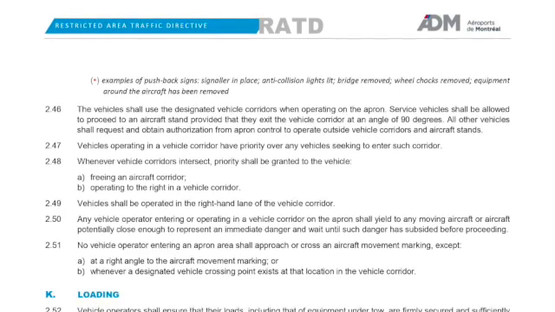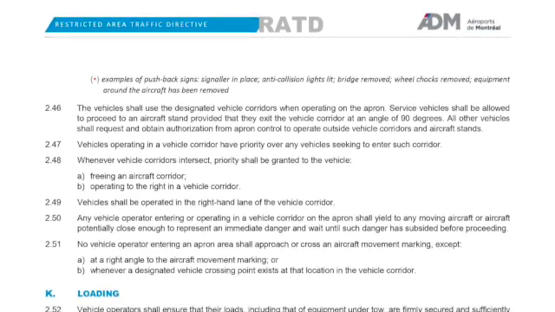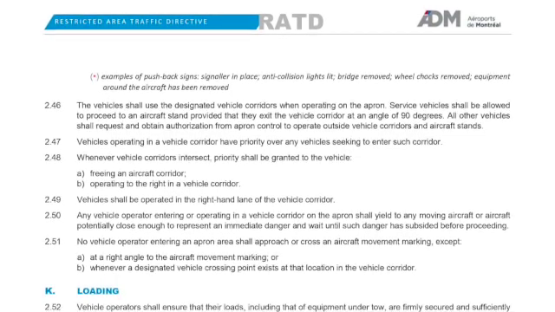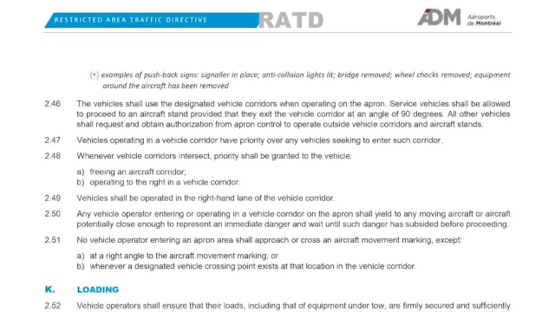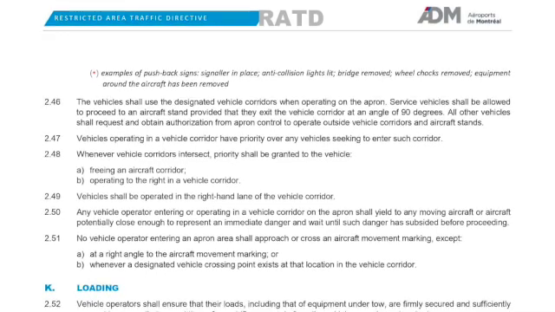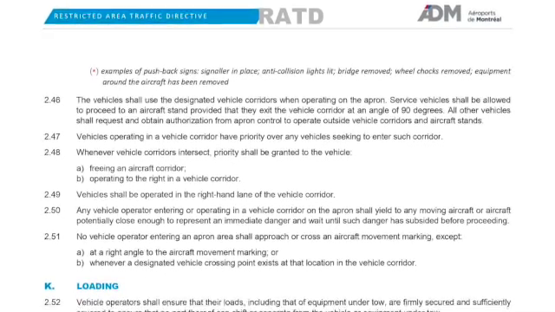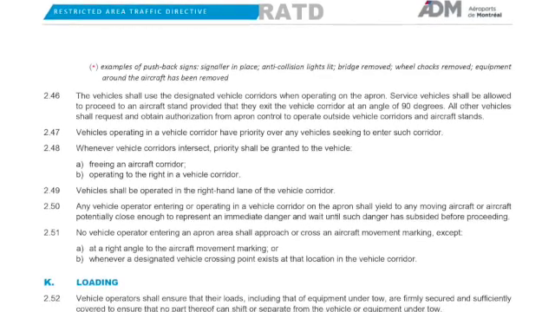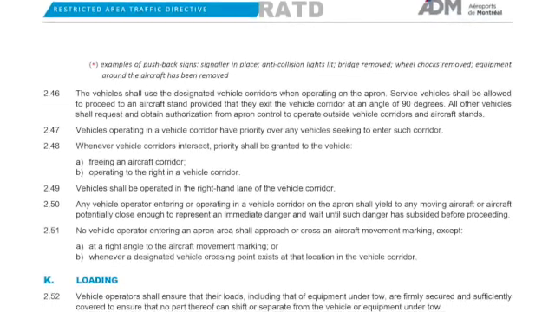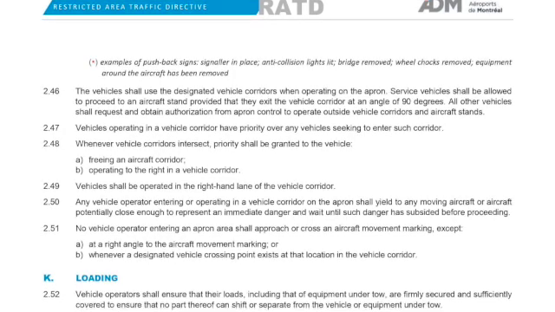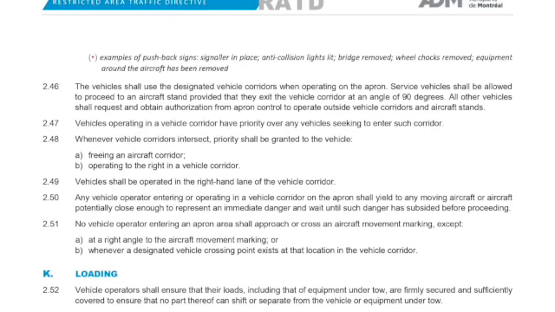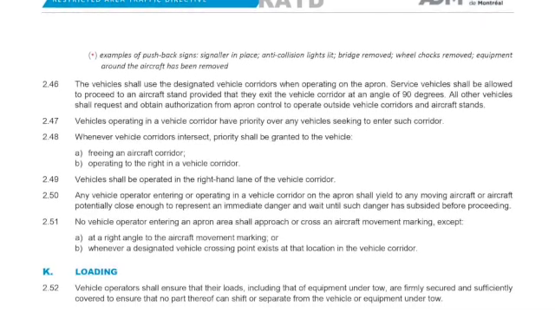46. The vehicles shall use the designated vehicle corridors when operating on the apron. Service vehicles shall be allowed to proceed to an aircraft stand provided that they exit the vehicle corridor at an angle of 90 degrees. All other vehicles shall request and obtain authorization from apron control to operate outside vehicle corridors and aircraft stands. 47. Vehicles operating in a vehicle corridor have priority over any vehicle seeking to enter such corridor.